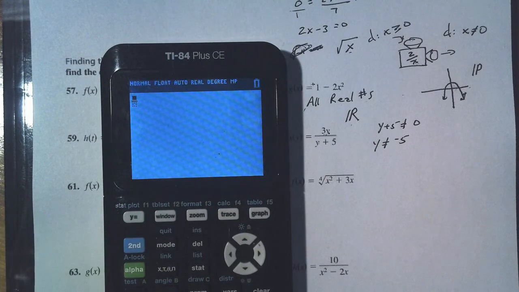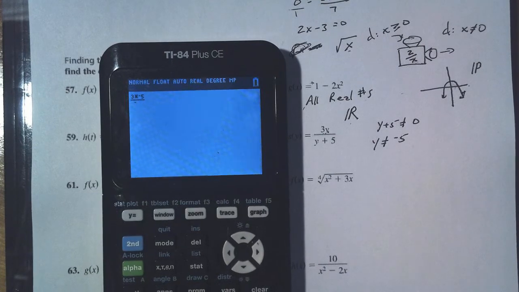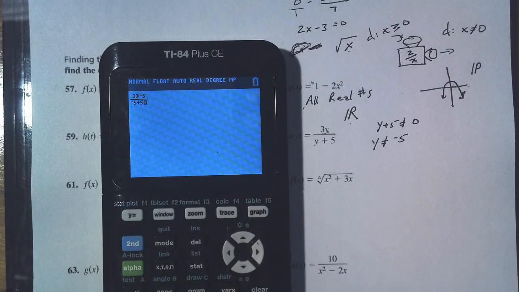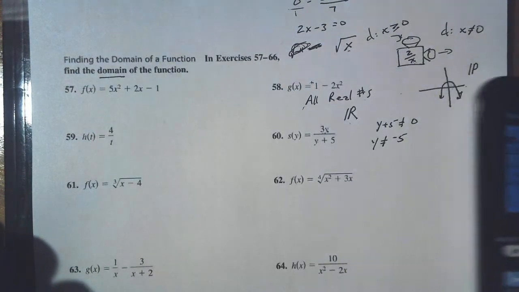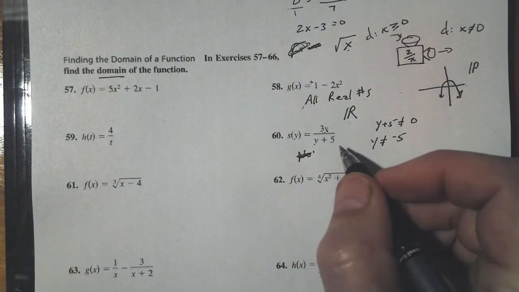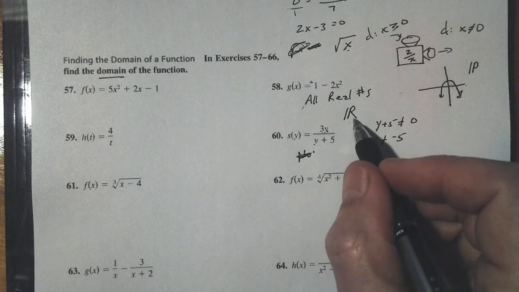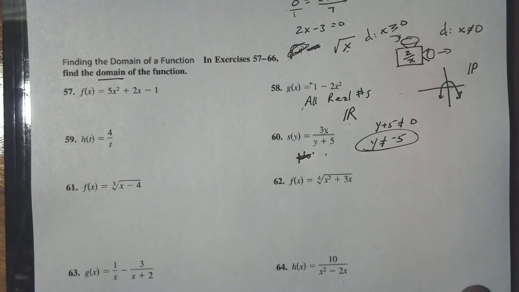Fraction. So I get 3 times negative 5 over negative 5 plus 5, and ask my calculator to handle that. It doesn't like it. You can't divide by 0. Okay? So, is it a function or not?